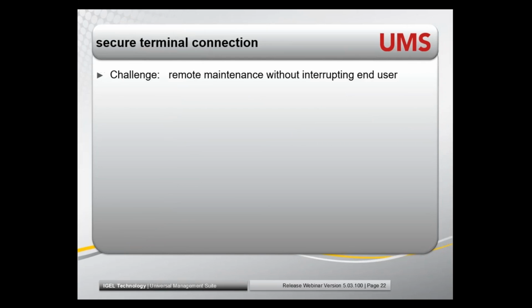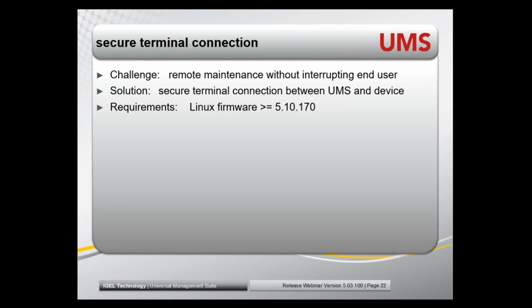And the challenge was to do remote maintenance without interrupting the end user. Just connect to the thin client and do some maintenance without disturbing my users. And the solution was a secure terminal connection between the UMS administrator and the device. The requirement for this is Linux firmware 5.10.170, and this is only a private build.